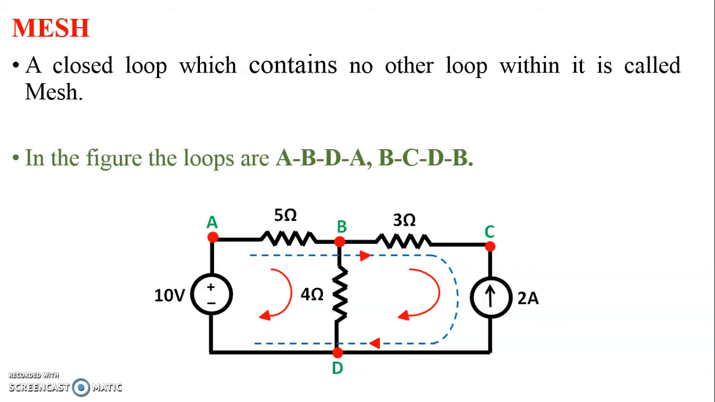Next is the mesh, a closed loop which contains no other loop within it. So a mesh is also called a closed loop. In the figure we have two closed loops: one is A, B, D and A, and another one is B, C, D and B.